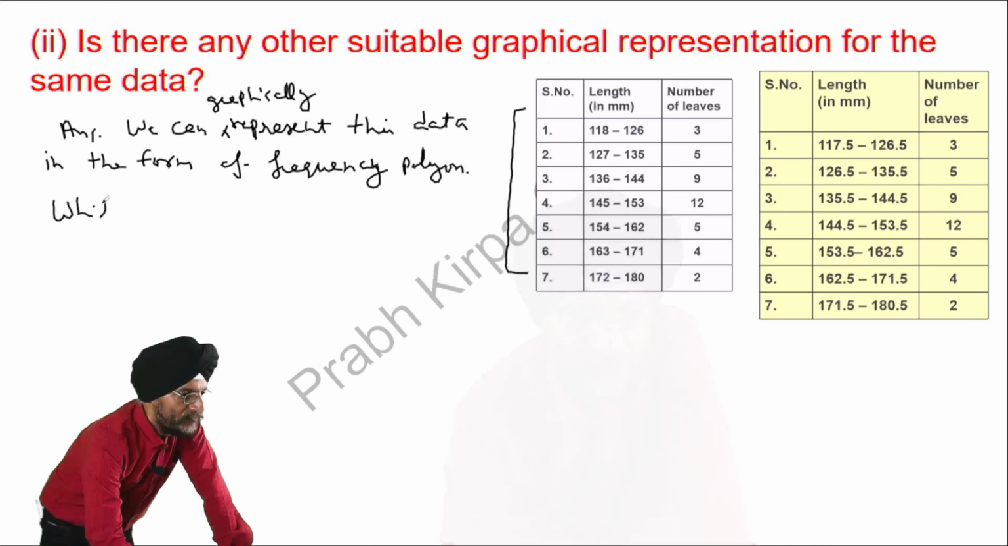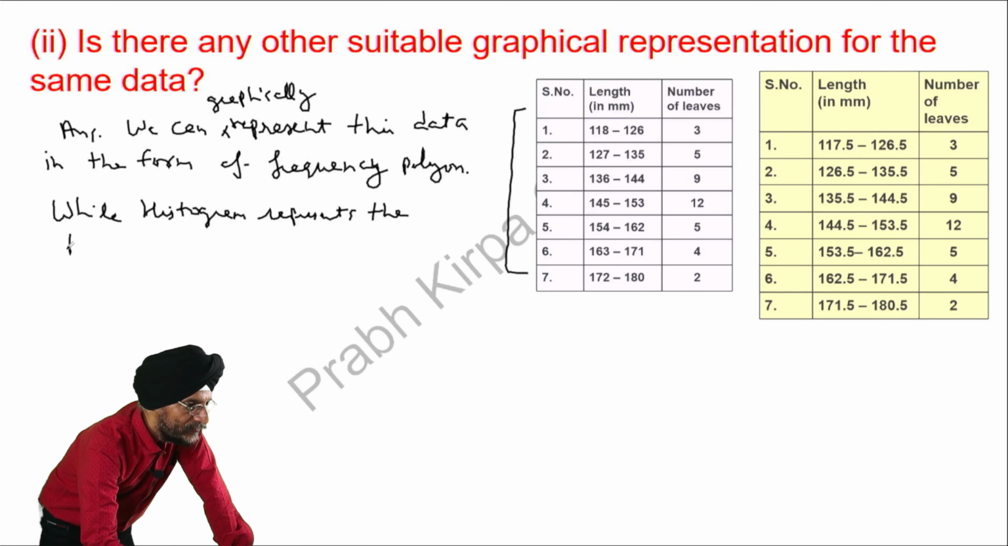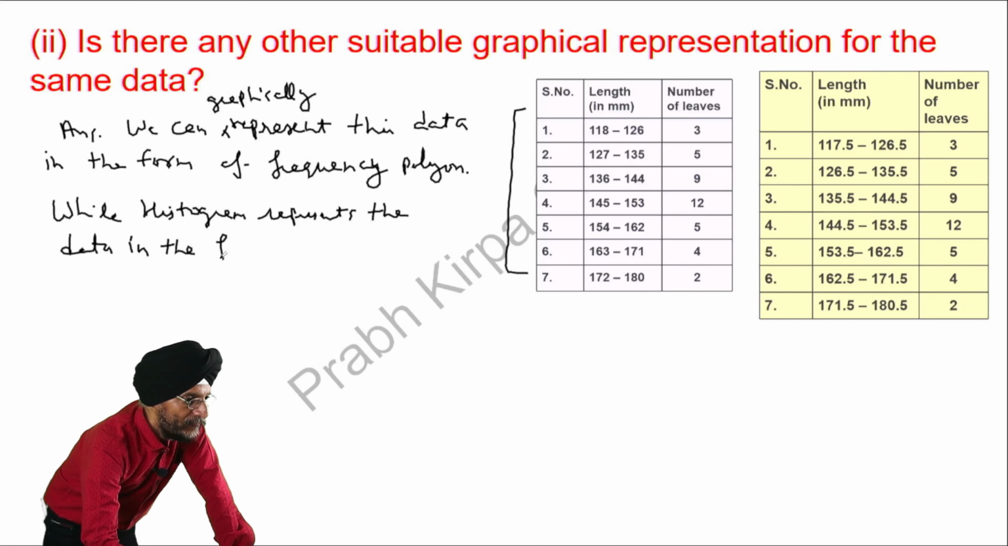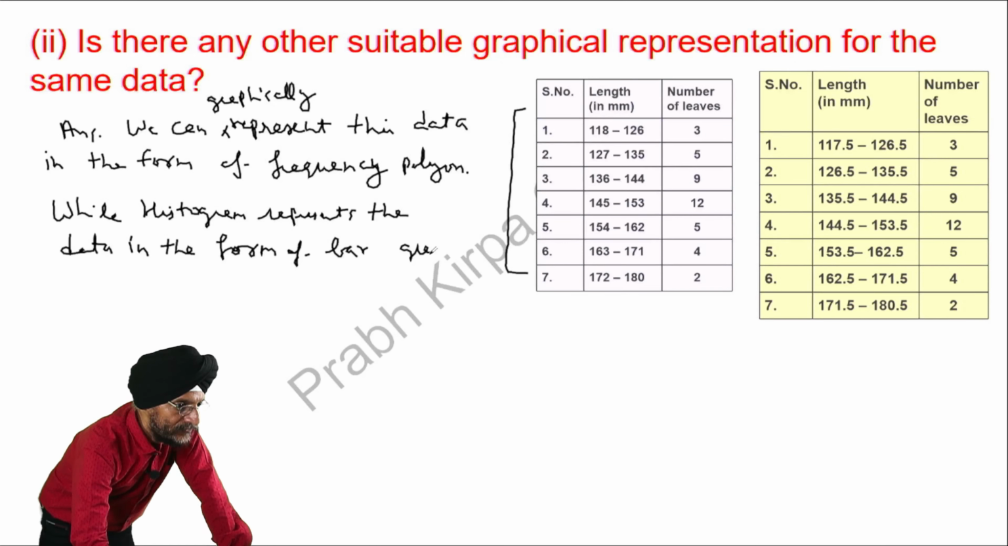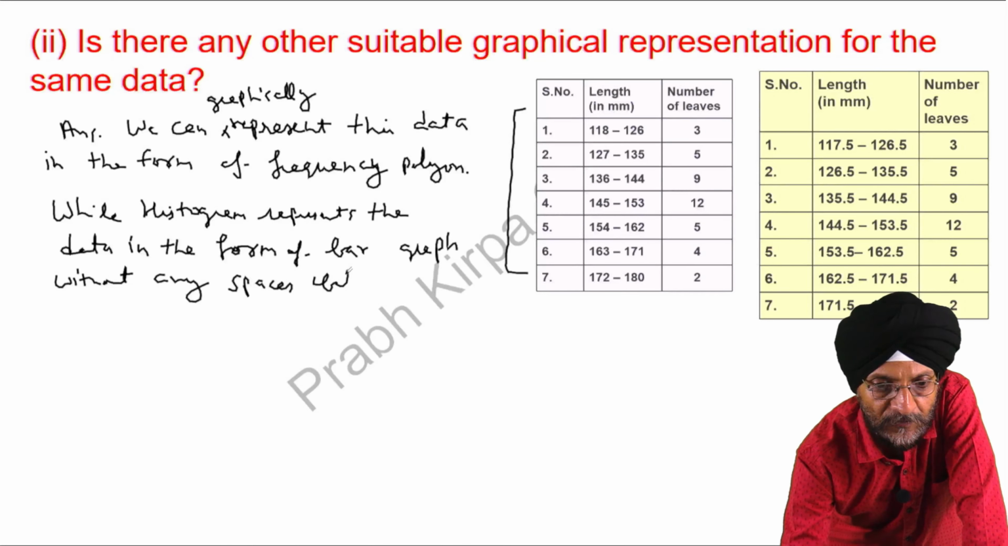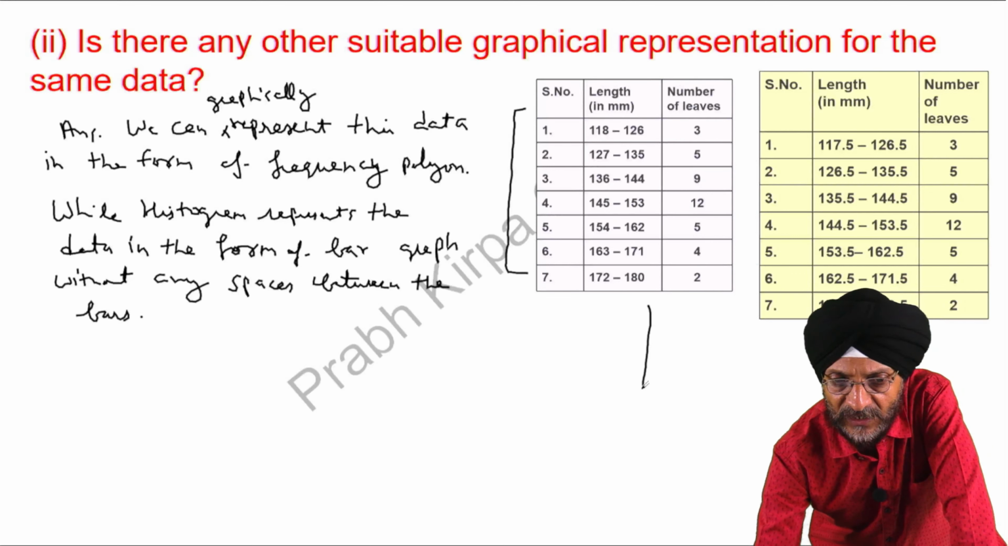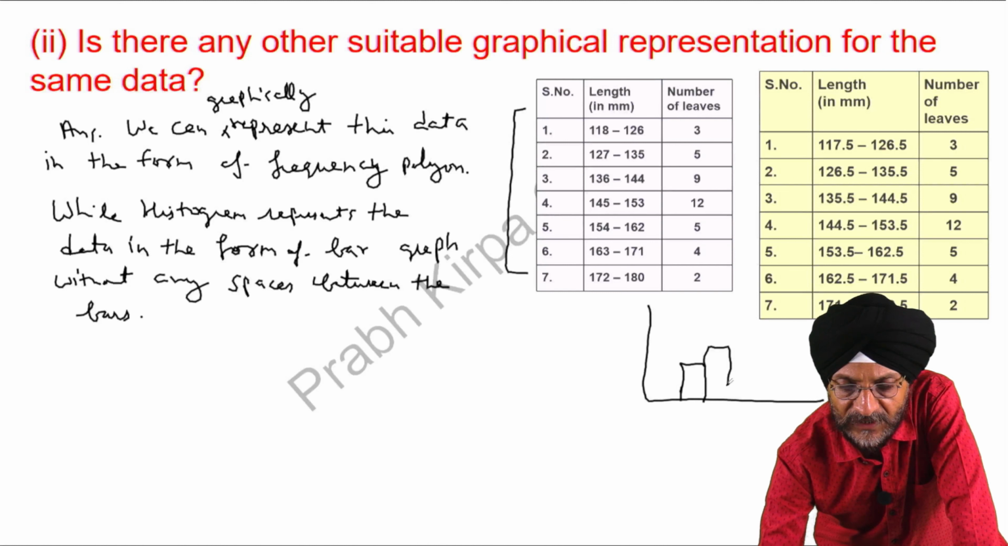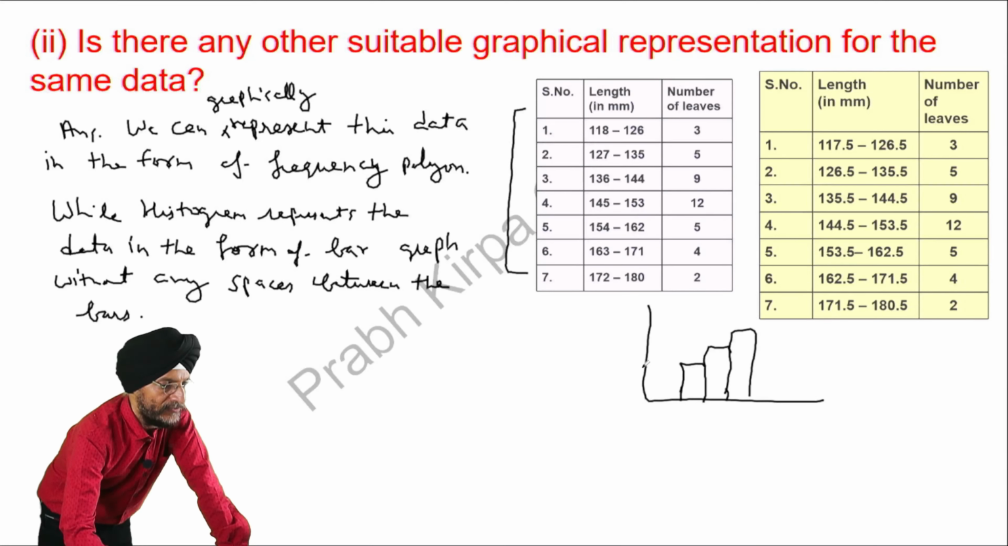While a histogram represents the data in the form of bar graphs, without any spaces between the bars. We had seen that this was the bar graph and there was no difference between these bars.